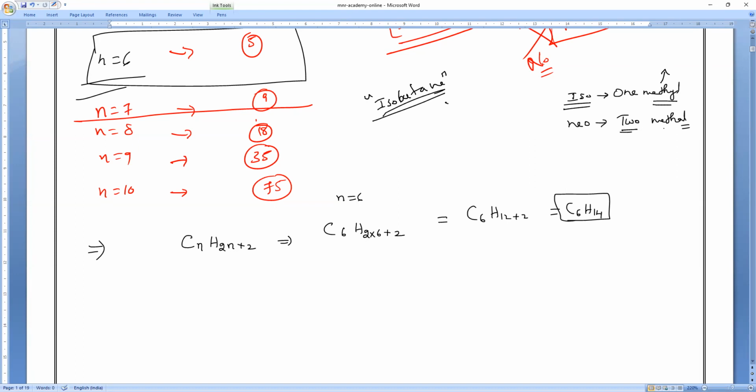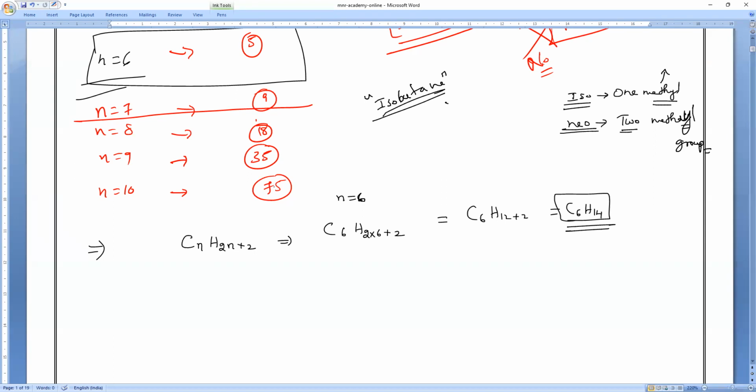And neo means, please remember, have you written, everybody? So neo itself, at least two methyl groups are present. Then what we used to say, it is neo. So now n equals 6 means, what is the formula, everybody? C6.